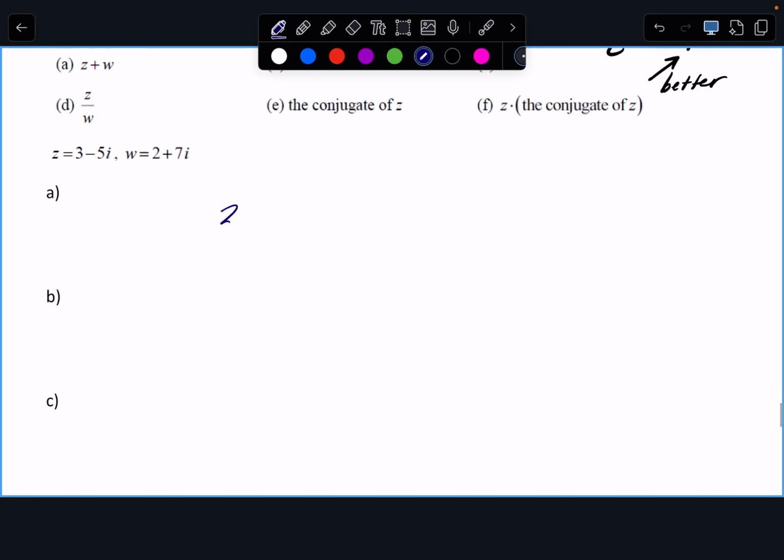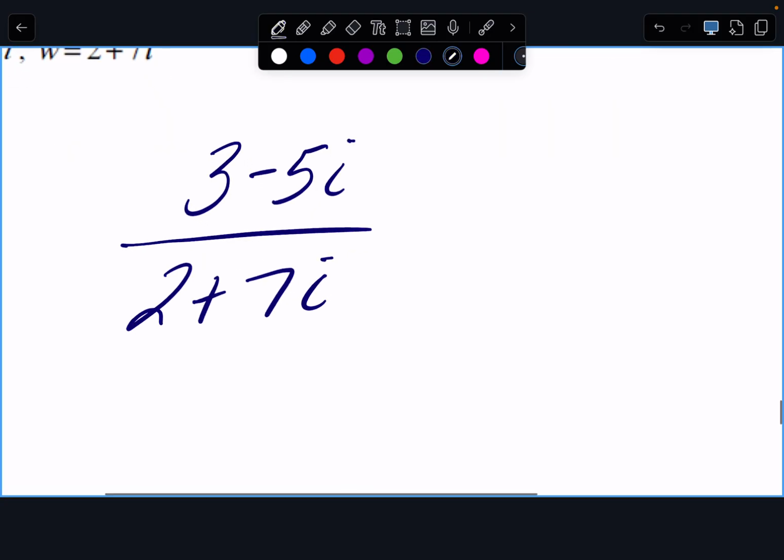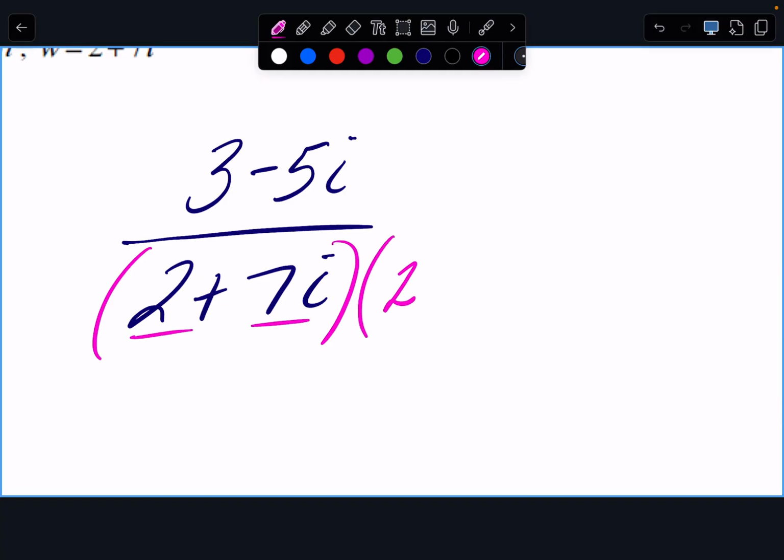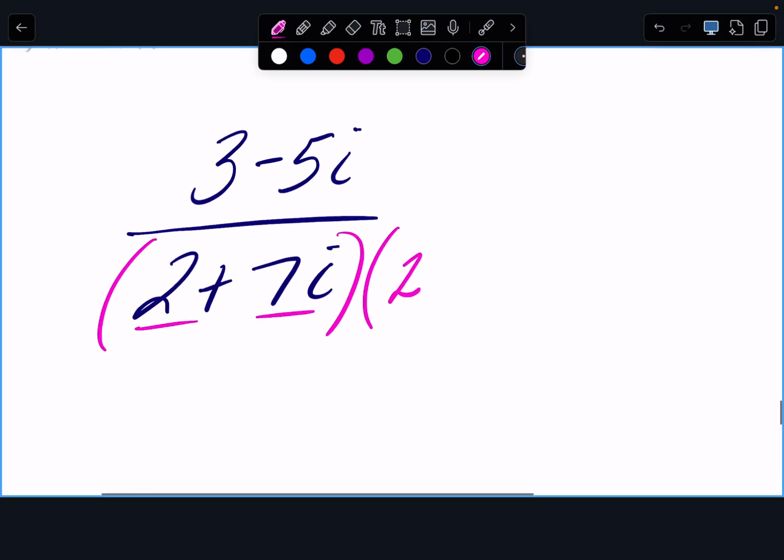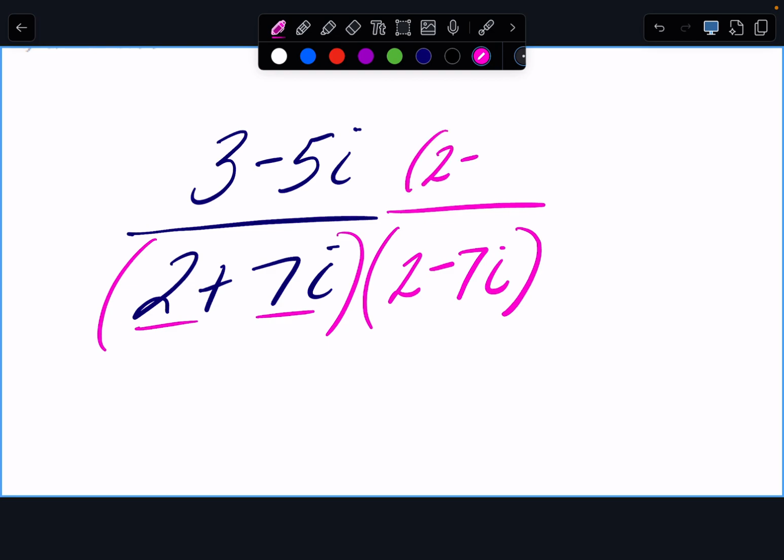What if I asked you to take 3 minus 5i and divide it by 2 plus 7i? They say simplify. You'd say, why isn't this simplified? Oh yeah, because there can't be an i in the denominator. Oh, there's two terms in the denominator, isn't there? So what am I going to be multiplying by? 2 minus 7i, and then 2 minus 7i on top, because it's a conjugate when there's two terms. You've got to use parentheses around anything with two terms, ever.